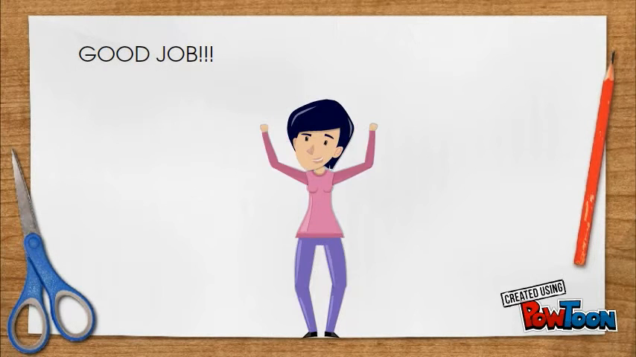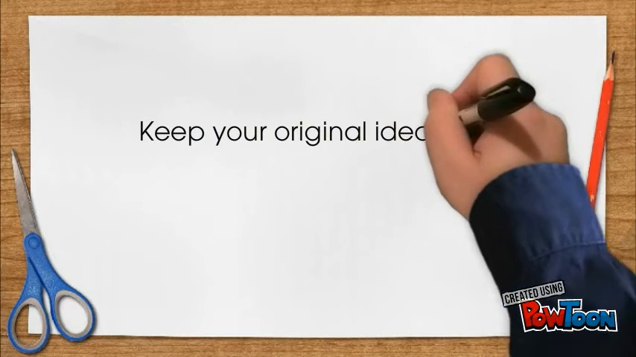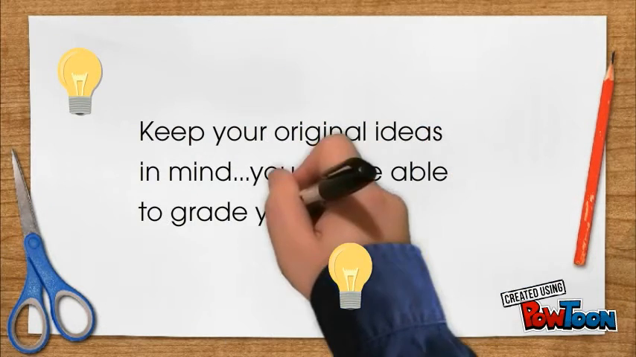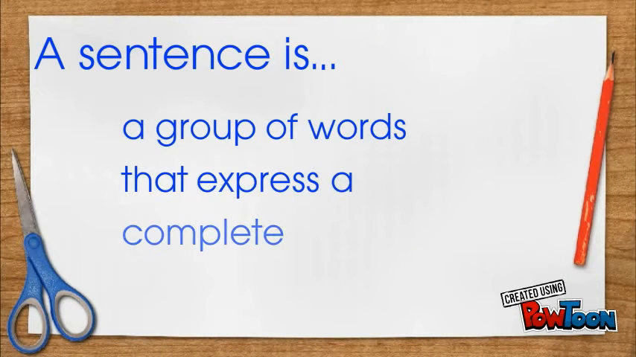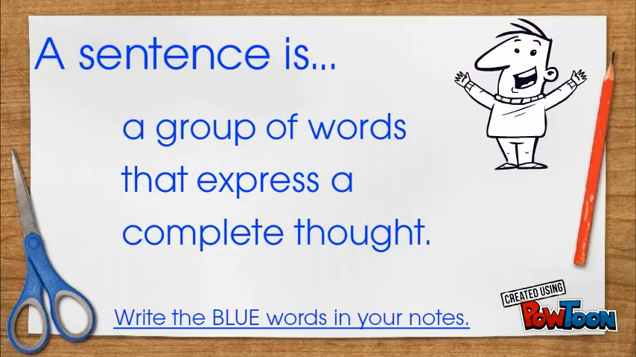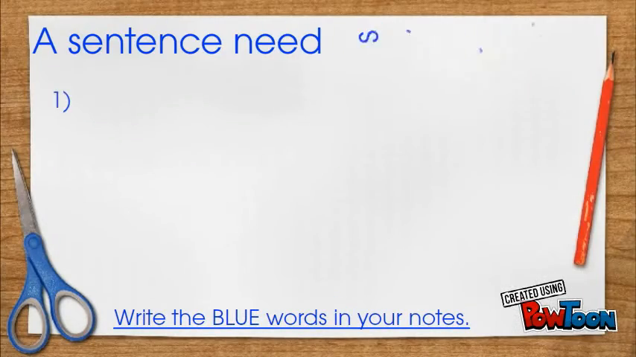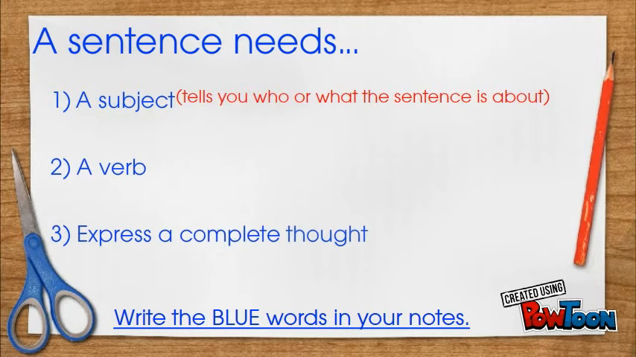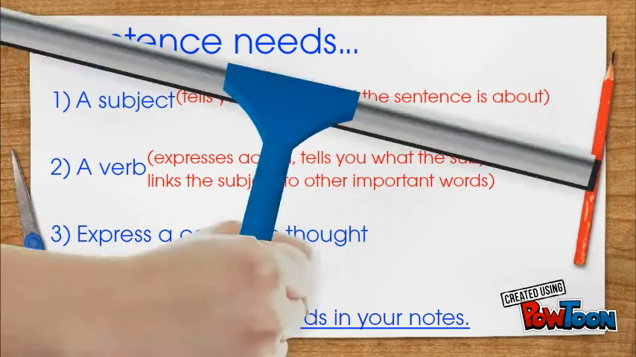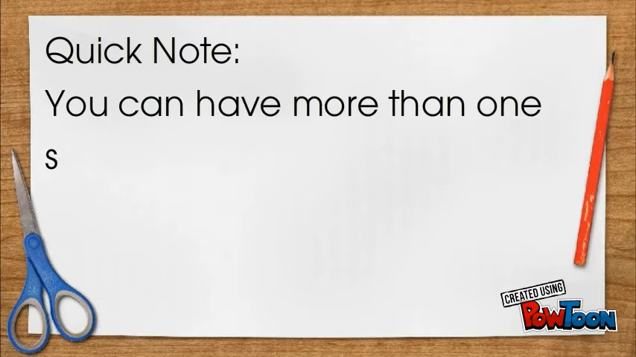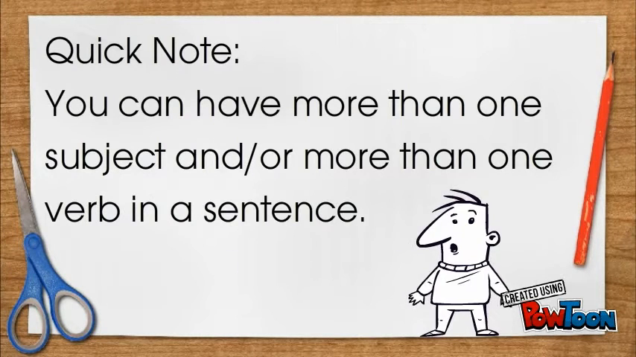Okay. Now that you've written your ideas, let me fill you in on what a fragment is, and you can see if you were correct or incorrect. To really understand a fragment, we must actually first talk about what a sentence is and needs. A sentence is a group of words that express a complete thought. A sentence needs a subject that tells you who or what the sentence is about, a verb which expresses action, tells you what the subject does, or links the subject to other important words, and it needs a statement of complete thought.